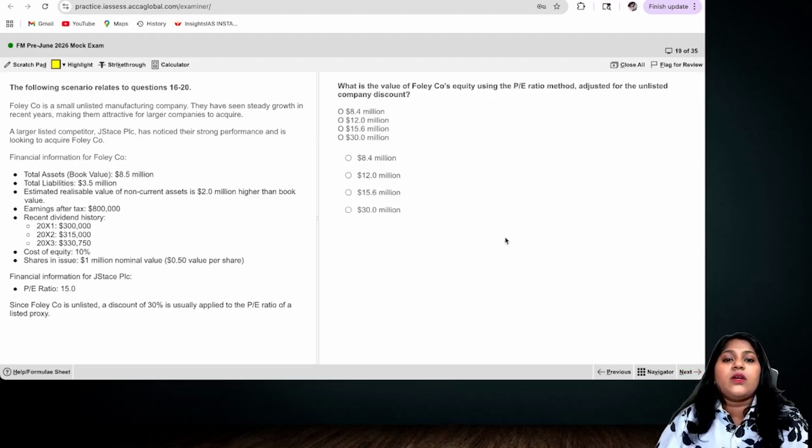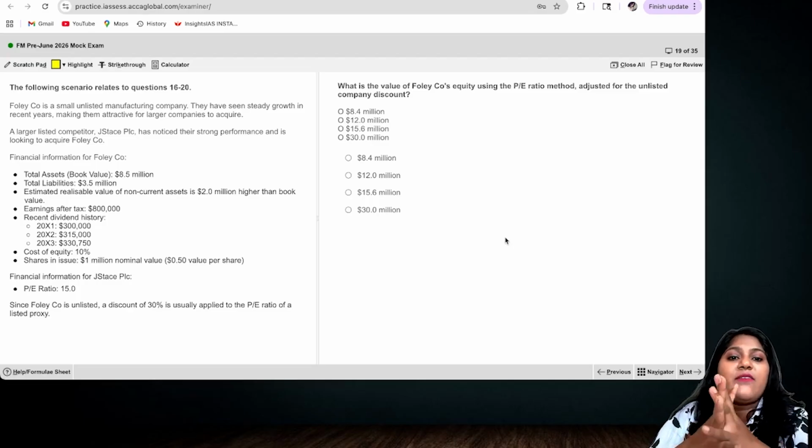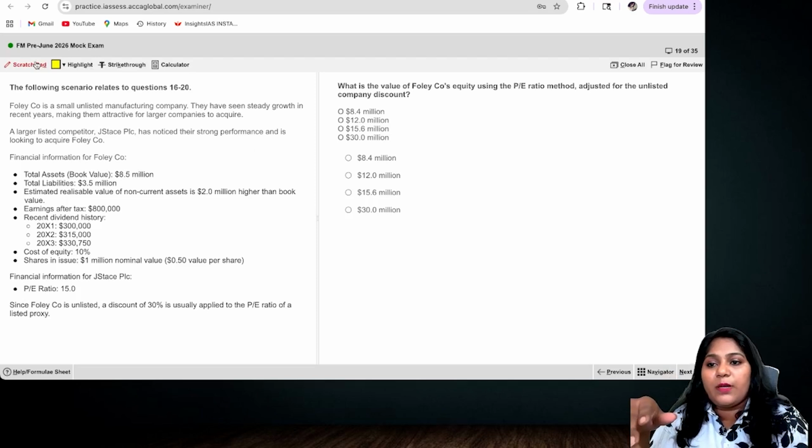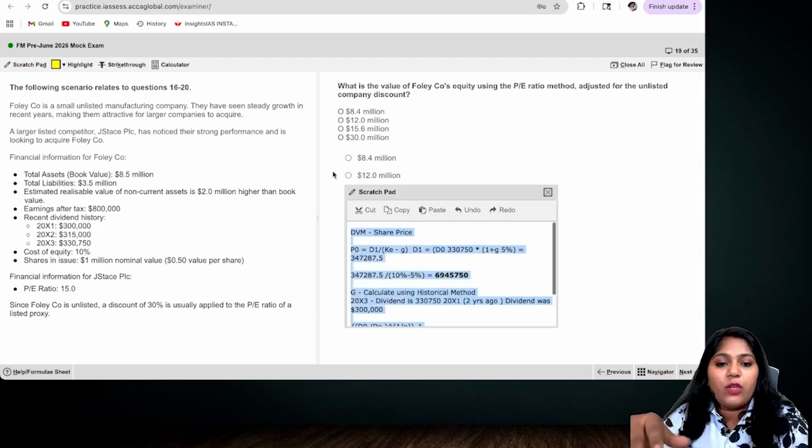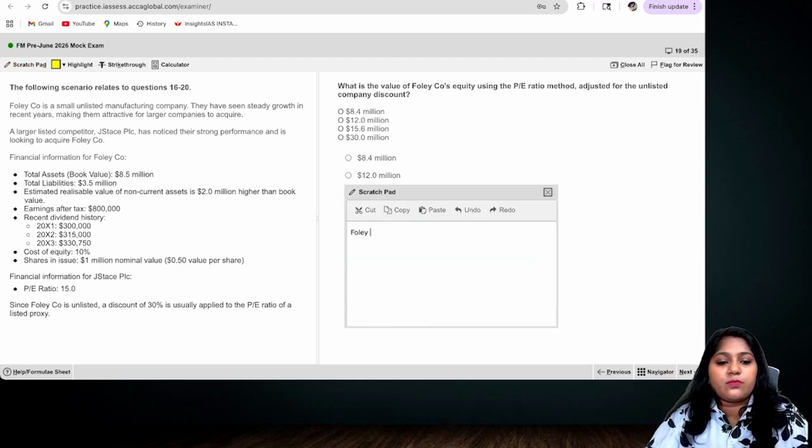Now look at the fourth question, guys. That is the 19th question. What is the value of Foley company's equity using the PE method adjusted for the unlisted company discount? Guys, first calculate your price earnings ratio. Foley company's PE ratio. How do you calculate it? We have to take the price divided by earnings, and that will be the PE ratio.